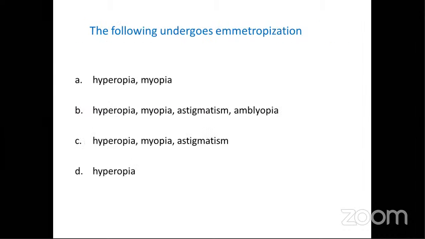Fine. So the following undergoes emmetropization. You know what is emmetropization? Most of the times you will get one MCQ regarding emmetropization. Whenever a baby is born, he has some refractive error. Why? Because his eyes are small, the eyelids are tight and pressing the cornea. Even the eyeballs are small. Because of this reason, he will be having some refractive error.